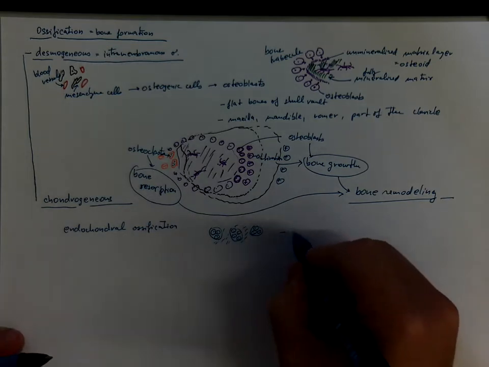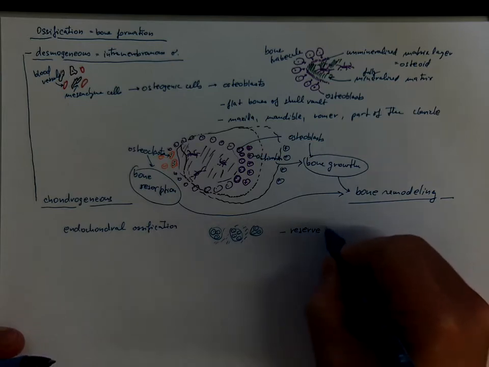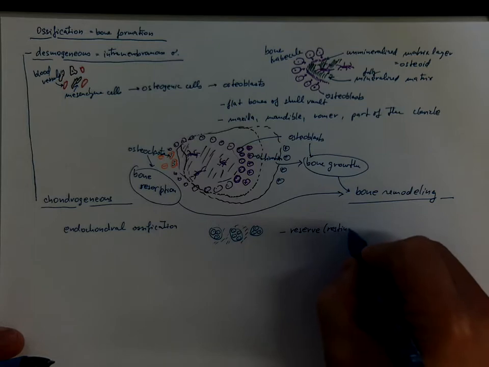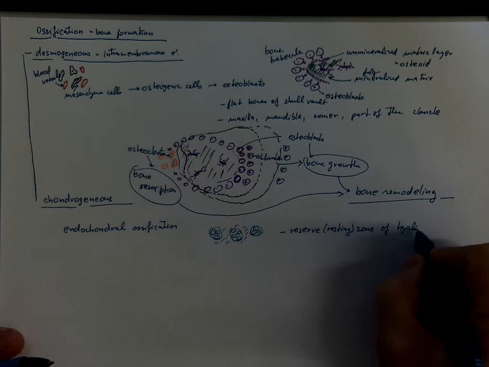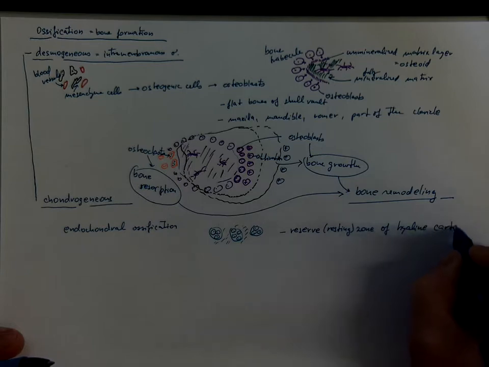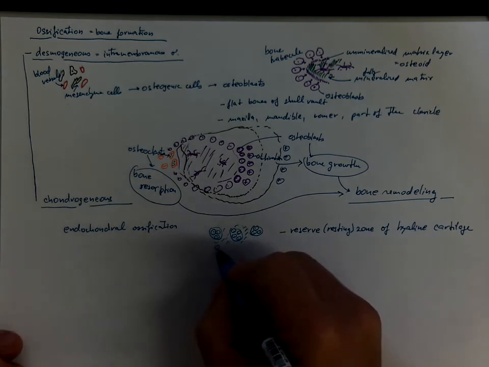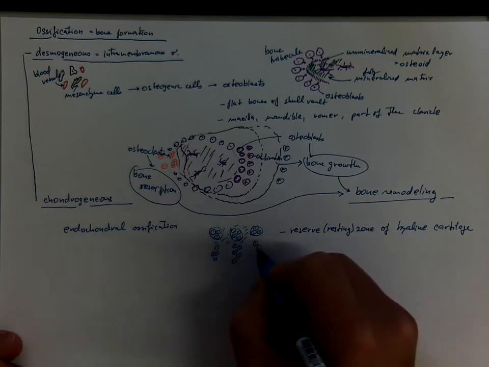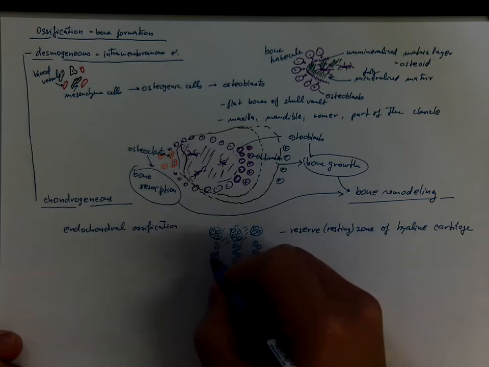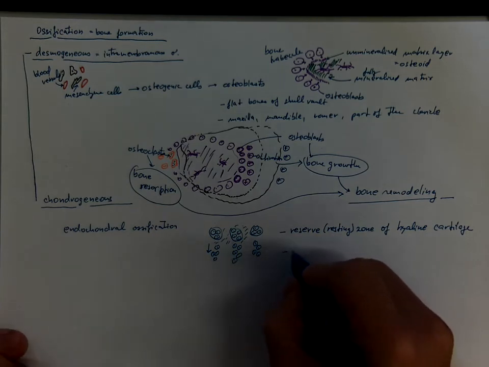We call that the reserve or resting zone of hyaline cartilage. The chondrocytes, chondroblasts, then proliferate, and you can see in the microscope that the cells are organized in a prevailing direction. This is called the proliferation zone.